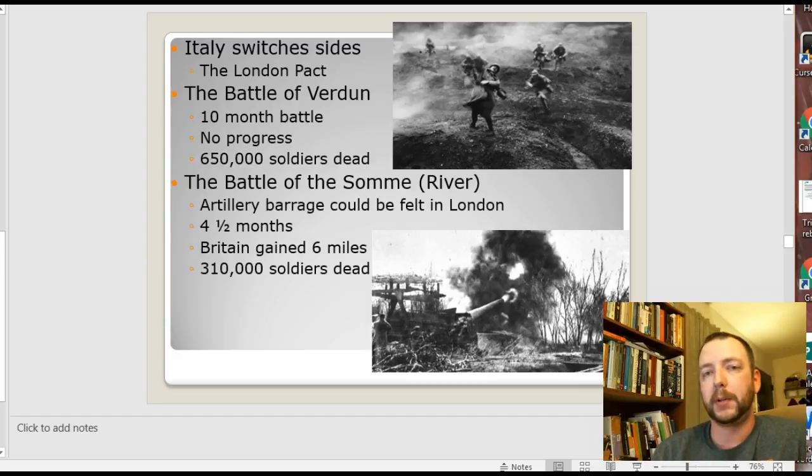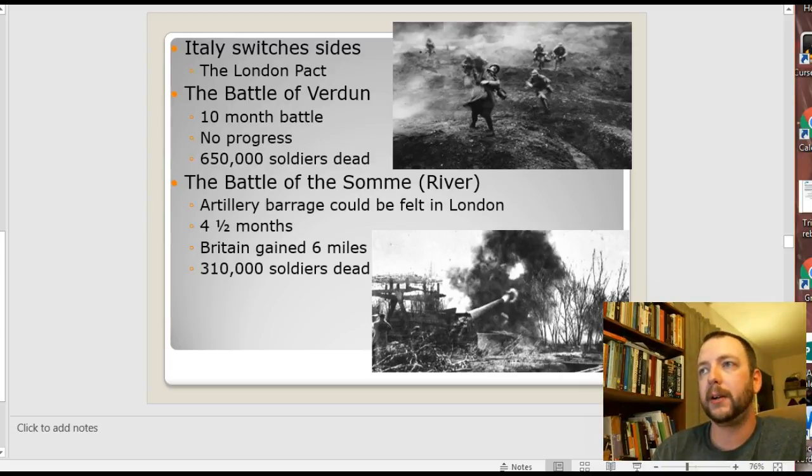Other big battles, because we can't do all of them: the Battle of Verdun is one of the biggest ones. It ends up being a 10-month battle with 650 thousand soldiers dead, not just casualties, but dead. And the main theme here is that no progress was made on either side, despite 10 months of fighting and over half a million soldiers being dead.